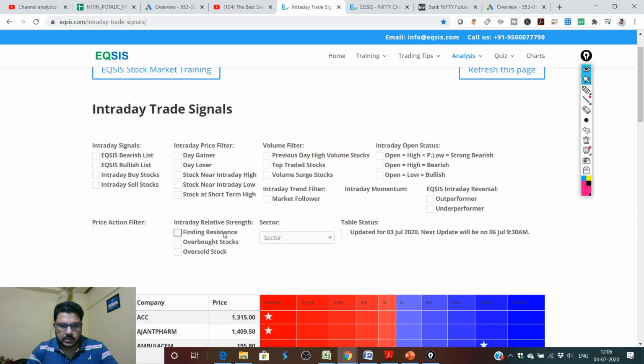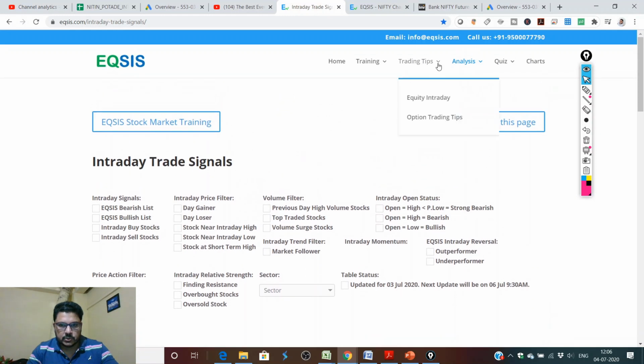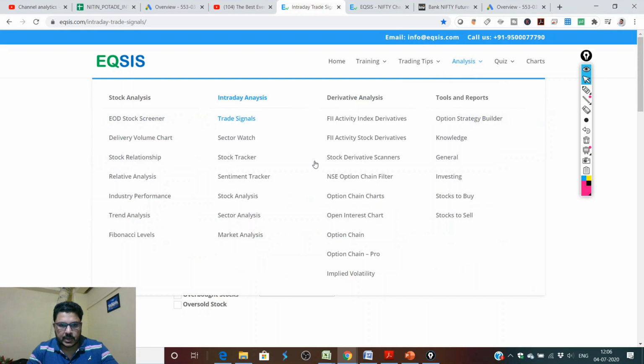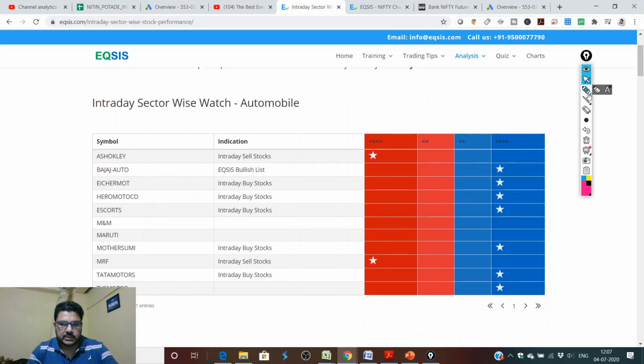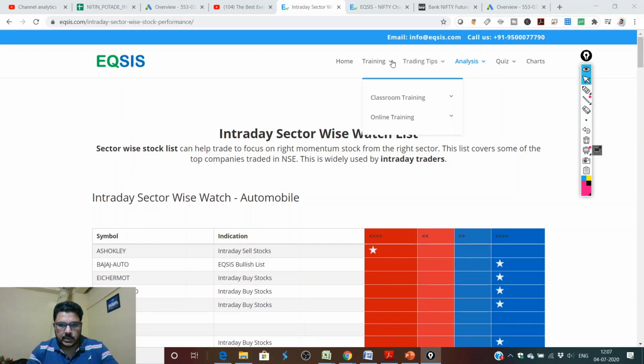Okay, so this is one scanner which you can use on a live market and analyze. You can do a sector watch like this. Which sector is performing well? And which are the intraday sector-wise watch? Which stock is performing well in each of these sectors, motor sector, automobile, and all that. So this you can watch.